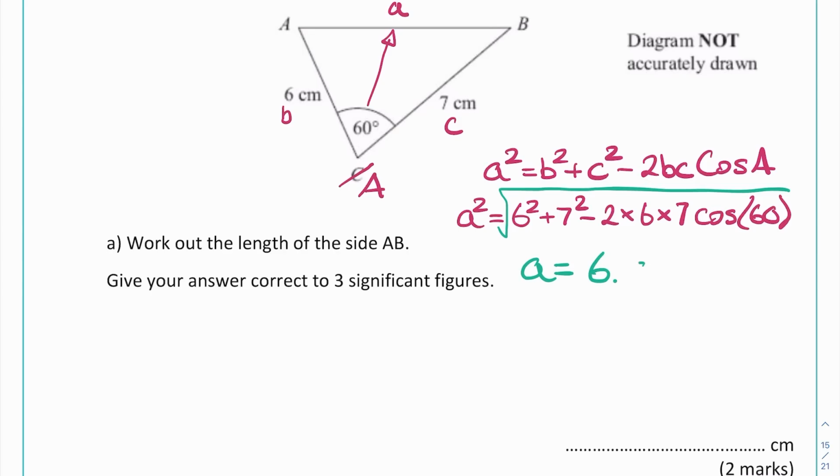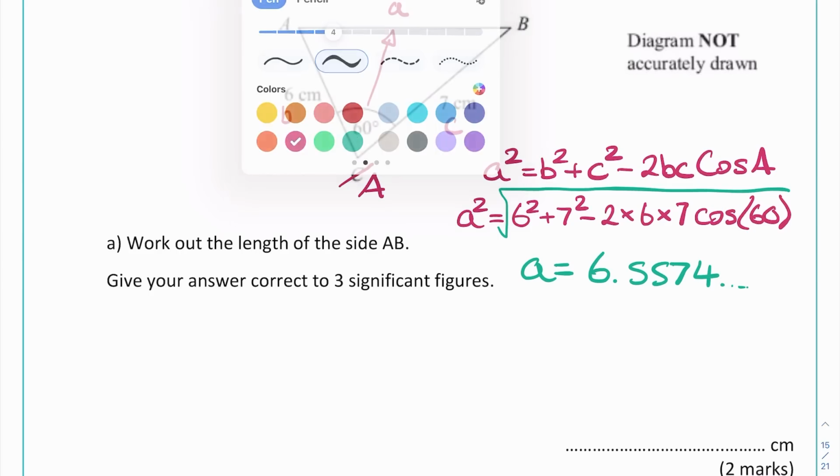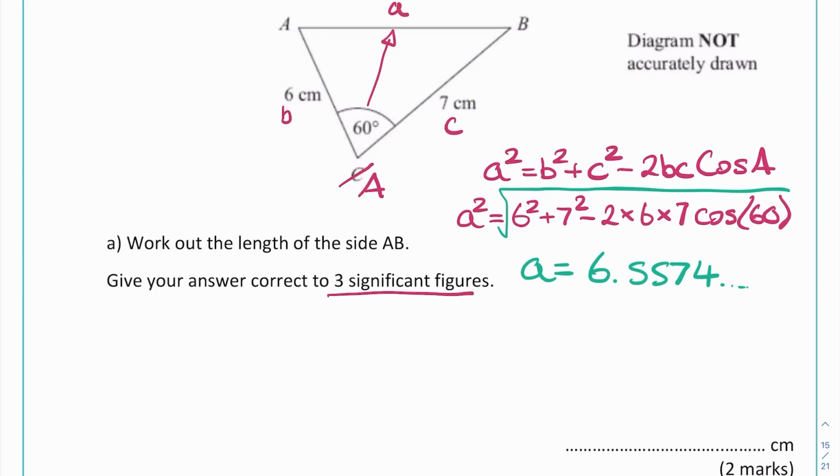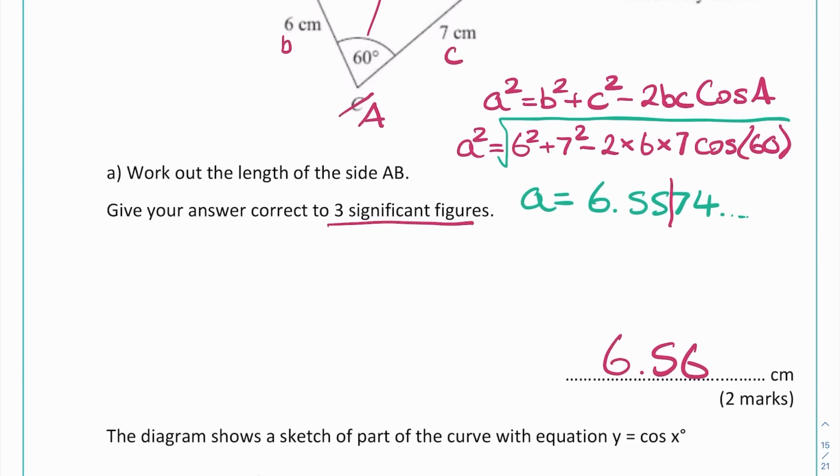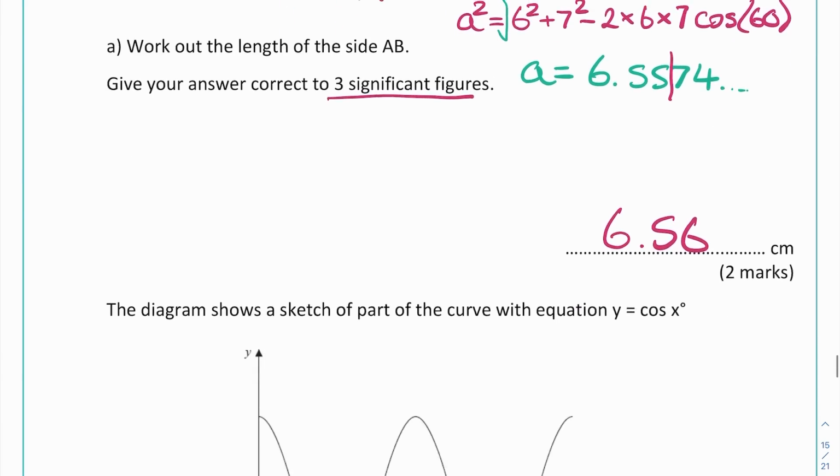That's come out as 6.557 for a few more decimals, but the question wants it to 3 significant figures, so 1, 2, 3 after the third whole number. It's a 7 afterwards, so it is going to round up. It's going to be 6.56. And there we go, my answer is in centimetres on the dotted line. So 6.56 is my answer.